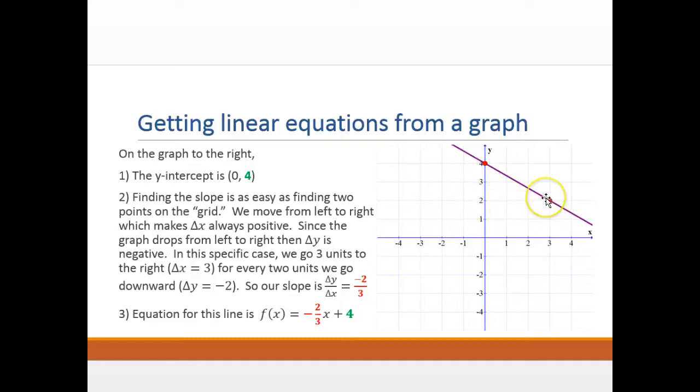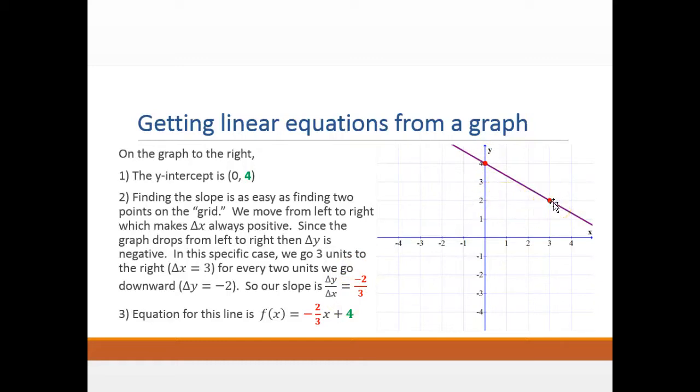your delta x is always positive. That way all you have to do is worry about going up and down. Well, I know delta x is 3 because I'm going from the y-axis all the way over to this point, which is 3 away. My delta y is negative because I'm going down 2 units, from 4 down to 2. So therefore our delta y is negative 2. Our delta x is 3. The other way we can do it is just count. We count down 2 and over 3.